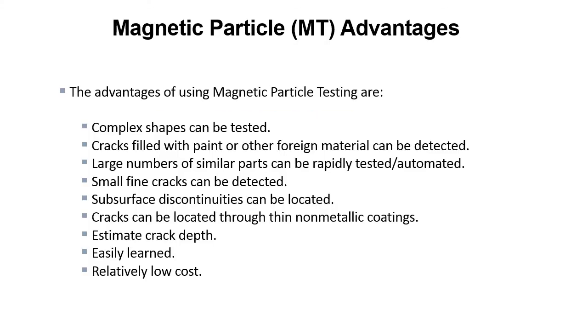The advantages of using magnetic particle testing are: complex shapes can be tested, cracks filled with paint or other foreign material can be detected, unlike using dye penetrant. Large numbers of similar parts can be rapidly tested and automated. Small fine cracks can be detected.